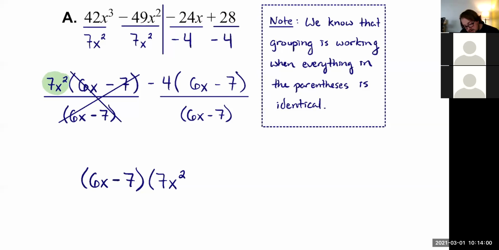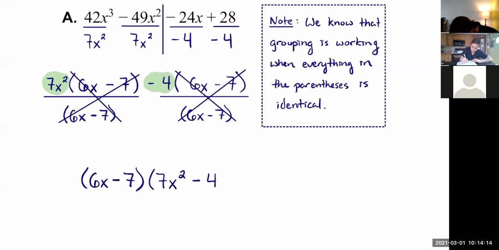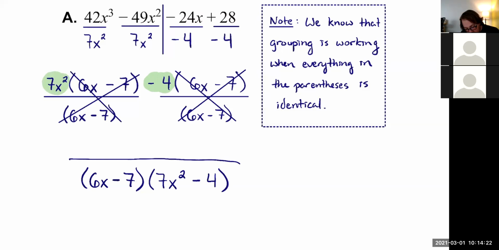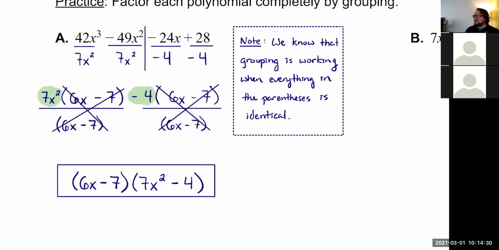When I divide out the 6x minus 7 from the second half, they eliminate, leaving me with just a minus 4. And just like that, it is factored. Now, it seems strange because it's new, but one of the best things to do if you're ever uncertain of something is to see if you can take what you end with and reverse engineer it, or work it back to where you started.